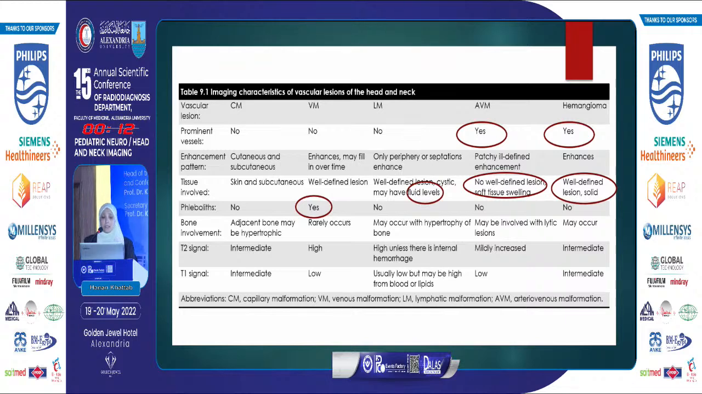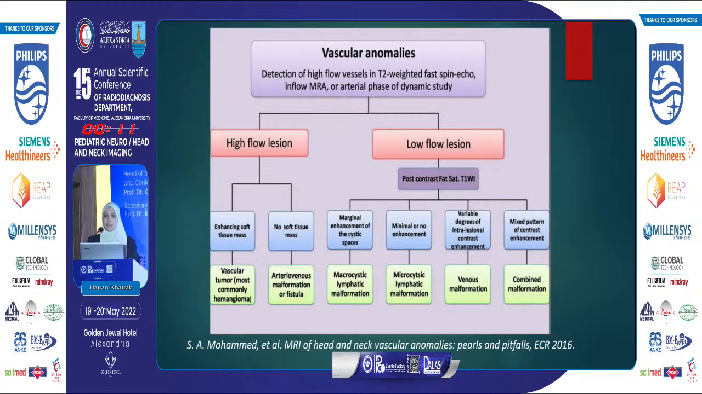And T2 signal could differentiate between venous malformation or veno-lymphatic malformations and hemangioma. It is markedly high T2 signal in venous and lymphatic malformations, however it's intermediate in hemangioma. Usually, T1 signal is iso to hypointense in all lesions, but in lymphatic malformation it may be high due to intralesional hemorrhage. This is a nice algorithm that was designed by our colleagues at Ain Shams University to assess the vascular anomalies.